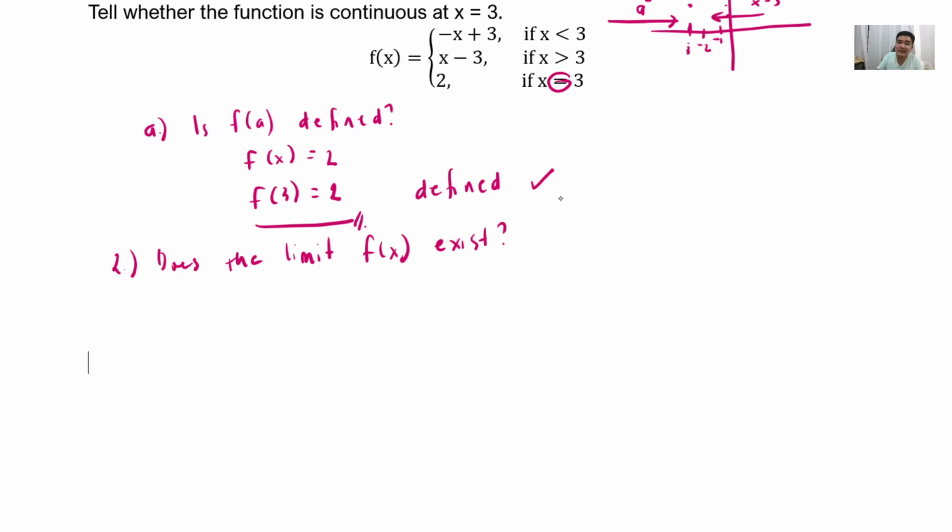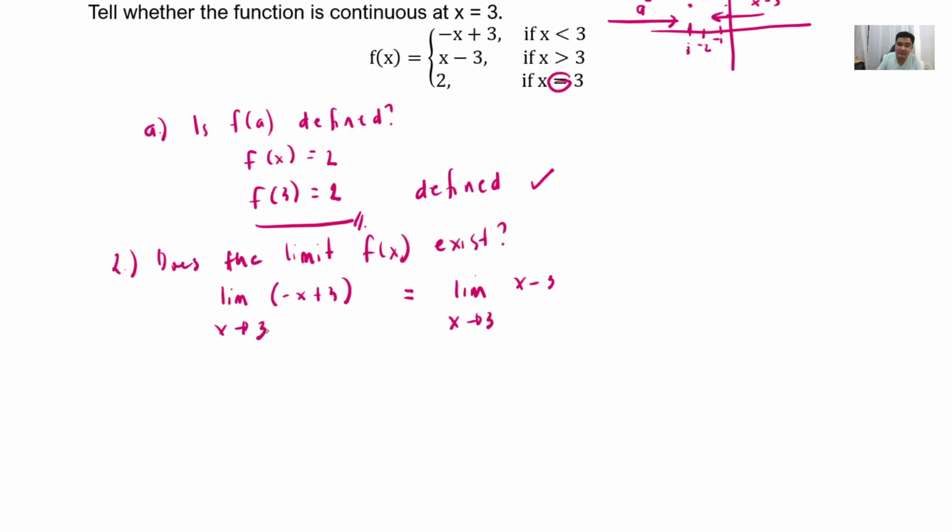Okay? Ngayon, dalawa kasi ito. Meron tayong left, yung from left, at saka si right. Ibig sabihin, it's the limit of the function from the left hand as x approaches from the left. So that is the limit of the function negative x plus 3 as x approaches 3. Still, it should be equal to the limit of x minus 3 as x approaches 3. They should be equal to satisfy condition number 2.